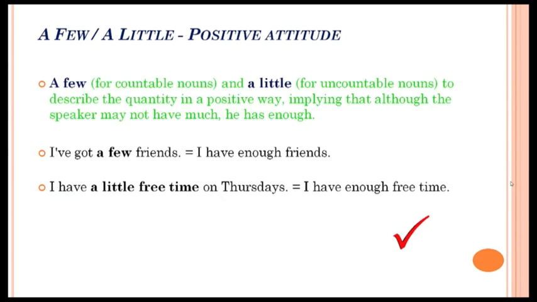When we want to say that we have a small amount of something, but we don't know precisely how many or how much, we use a few or a little to express that. A few for countable nouns and a little for uncountable nouns describe the quantity in a positive way, implying that although the speaker may not have much, he has enough.